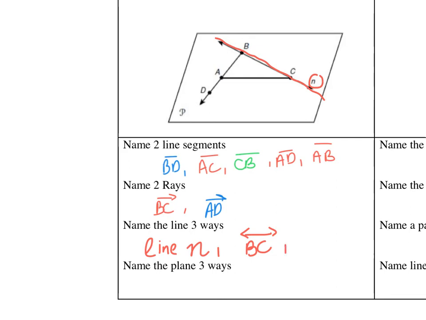And I can also name it CB as well. Make sure that you draw a line above it. You can't draw a line segment, because if you draw a line segment, then you're going to say it's a segment. Now what we're going to do is we're going to name the plane in 3 ways.